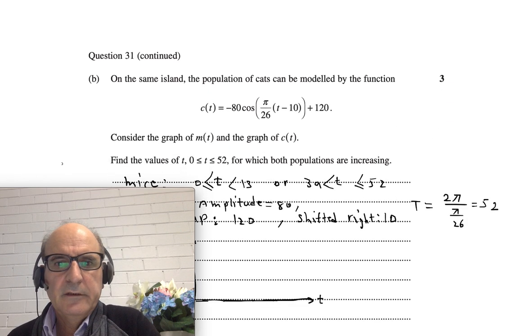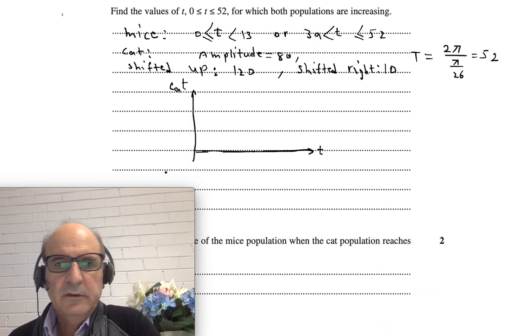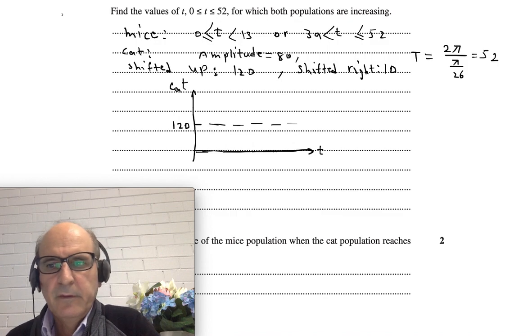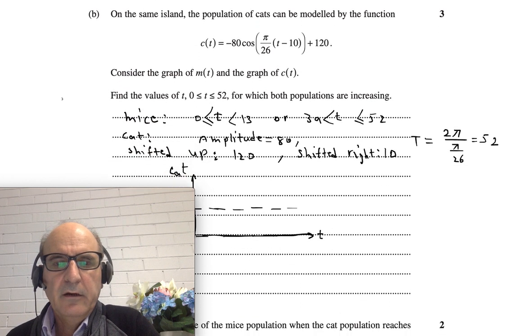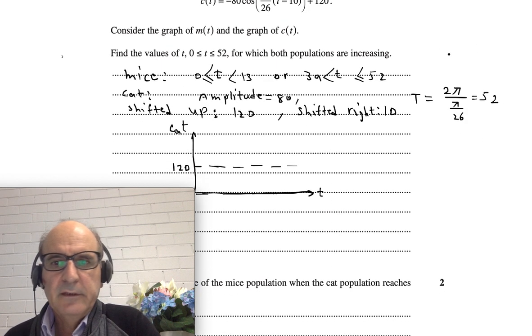The first thing is it is shifted up by 120, so I just do this. That's my mean value, 120. Then it will go up and down by 80. And also shifted to the right by 10.